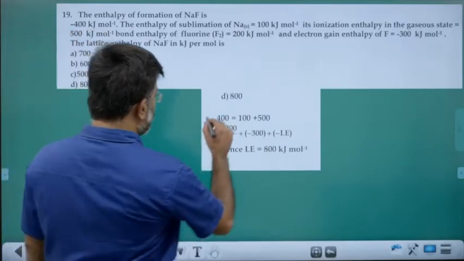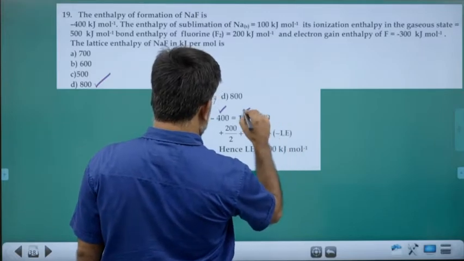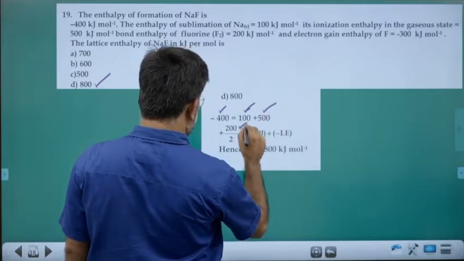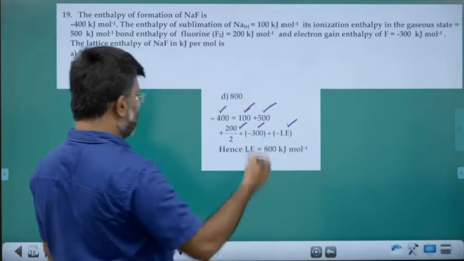You see that the total enthalpy is equal to those values I have commented: 100 plus 500 plus 200 by 2 plus minus 300 plus minus lattice enthalpy.